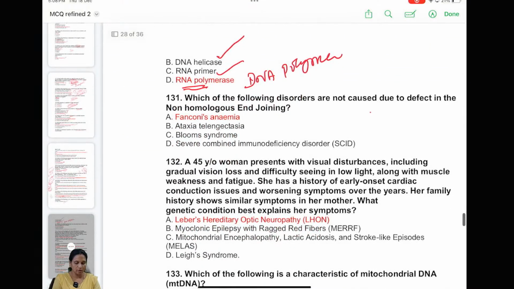Which of the following disorders are not caused due to defect in non-homologous end joining? Not caused. So what are the things which are caused? Ataxia telangiectasia, Bloom syndrome, severe combined immunodeficiency disorder. So the diseases caused by non-homologous end joining defect are ABC: ataxia telangiectasia, Bloom syndrome, severe combined immunodeficiency disorder.